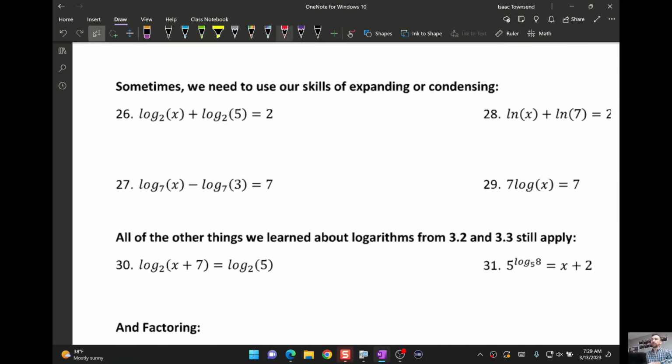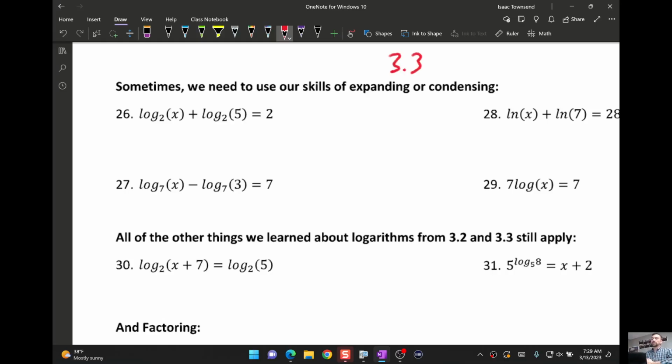Okay, so in section 3.3, last time I saw you guys, we focused just on expanding and condensing. And I'm sure our next test, which unfortunately we will not get to before spring break, so that means when we come back from spring break, we'll probably review the first day back and then do the second test. So I don't know if that's good or bad, but that's just the way it's going to fall.